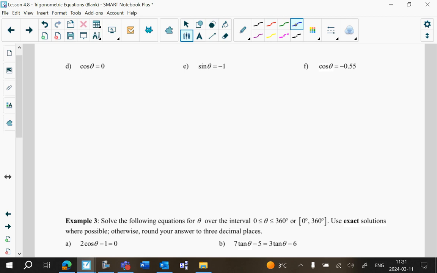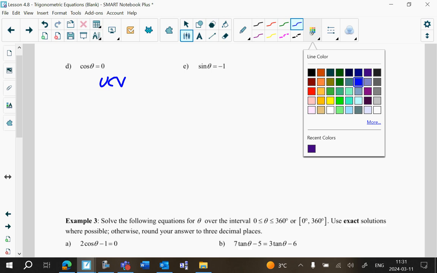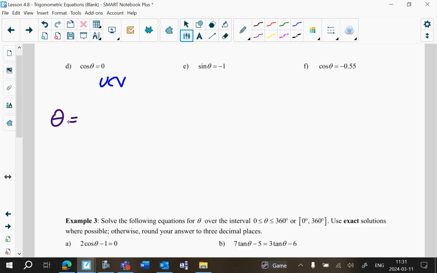D, cos theta equals 0. Is 0 a unit circle value? Yep, so I don't have to use my calculator. I use my unit circle, and I'm thinking, at what angles is the x coordinate 0? 90 degrees? Any others? 270 degrees. And those are your answers. Nice. You're done.